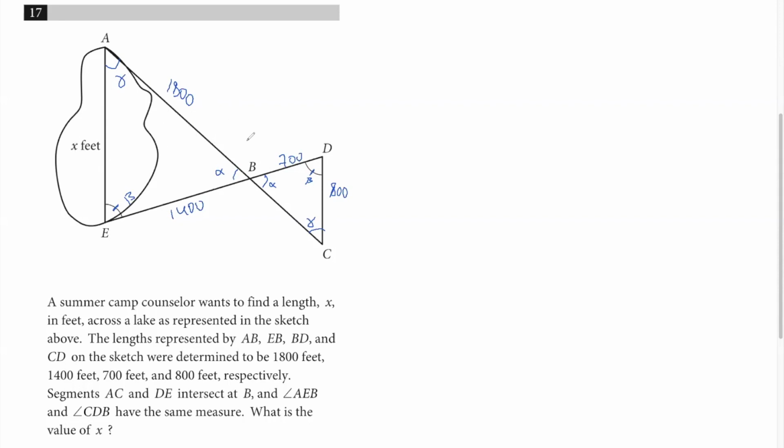We are going to use similarity: the side in front of gamma, 1,400, divided by the side in front of alpha, x, is equal to the side in front of gamma, 700, divided by the side in front of alpha, 800. So we can divide both sides by 700. It is 1 and 2. So we may cross multiply, and the value of x will be 1,600. That would be our answer.